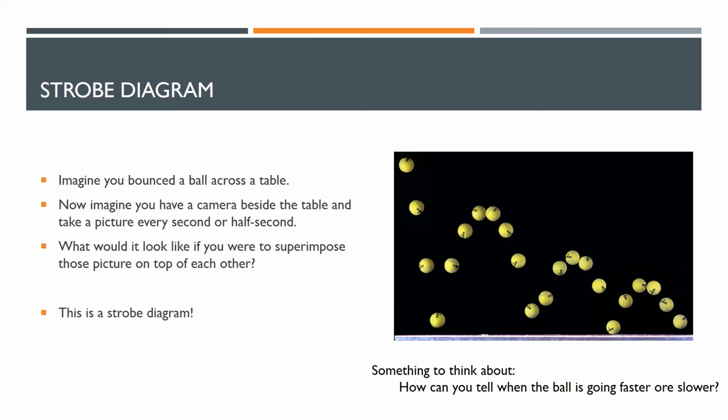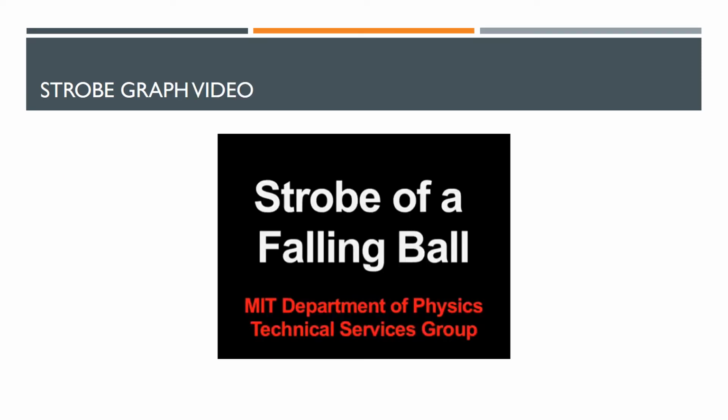Now, some things to think about. How can you tell when the ball is going faster or when the ball is going slower? That is going to be kind of important to what you're going to need to learn in today's lab. Here we are going to see how a strobe photograph is made. If you are strobe sensitive, you might want to look away, close your eyes, but here we go.